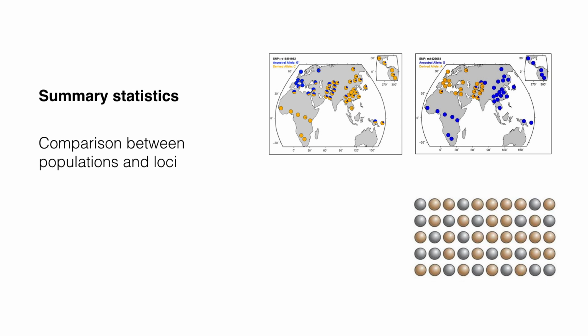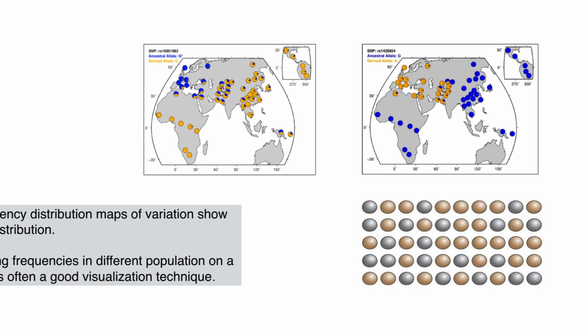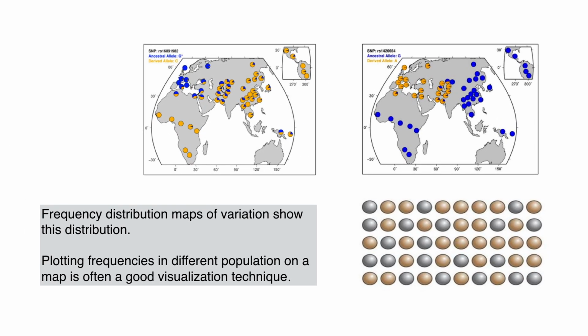The simplest way to describe the amount of diversity is simply to count the number of alleles or haplotypes. However, this approach is highly dependent on sample sizes, which is usually a serious disadvantage. On the right, you see the frequency distribution maps of variation. Plotting these frequencies in different populations is a very good visualization technique.